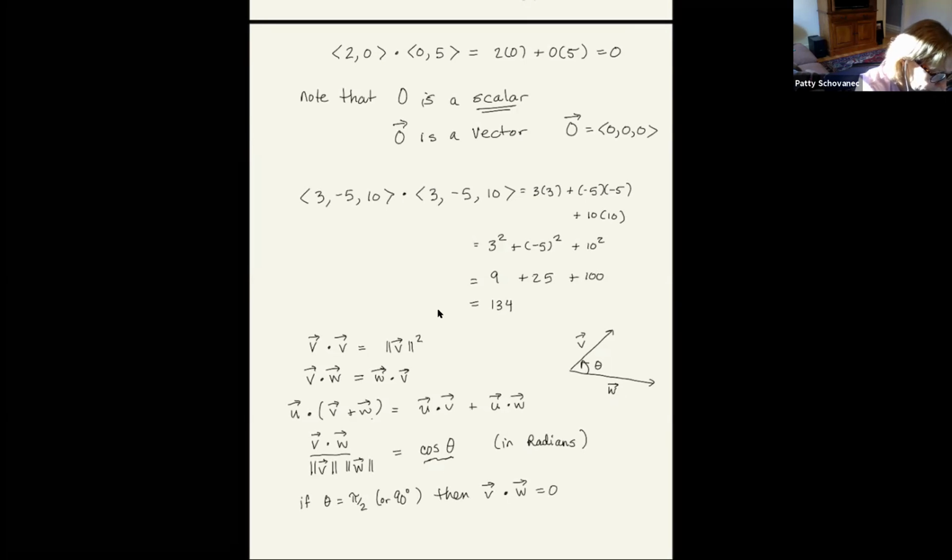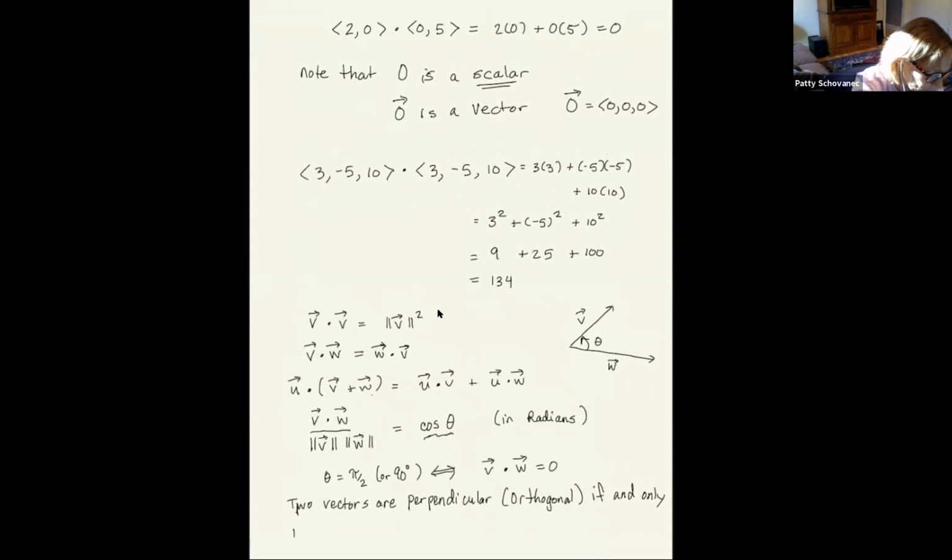And it's not just an if then, it's an if and only if. So let me put a two-headed arrow here that says if the dot product is 0, then the two vectors are at a 90-degree angle or perpendicular to one another. If two vectors are perpendicular, then their dot product is 0. So I'll say that in words. Two vectors are perpendicular. And another word for perpendicular is orthogonal. If and only if their dot product is 0. Zero the scalar and not 0 the vector.